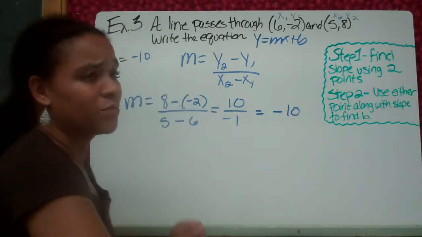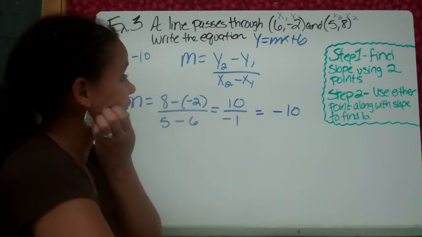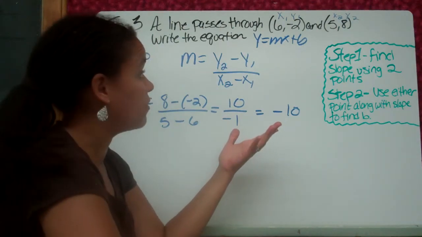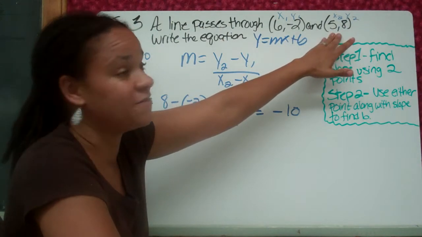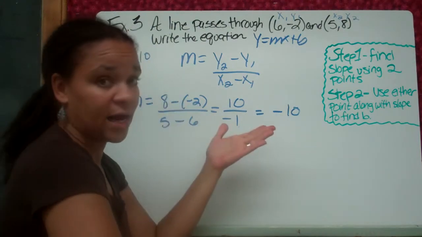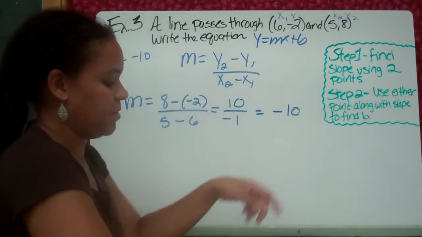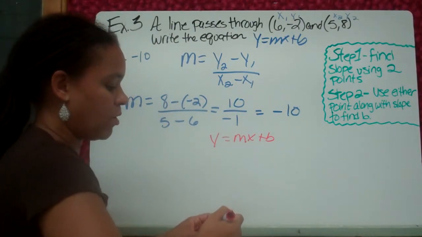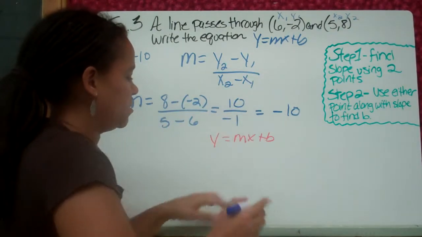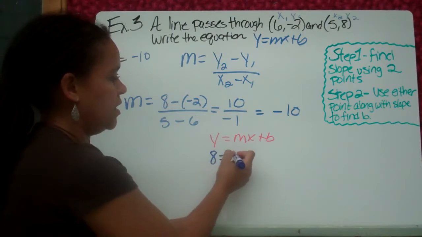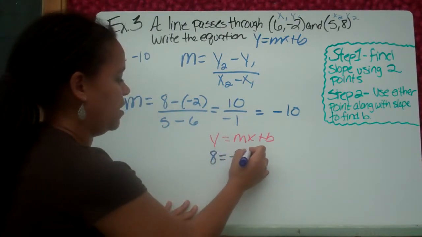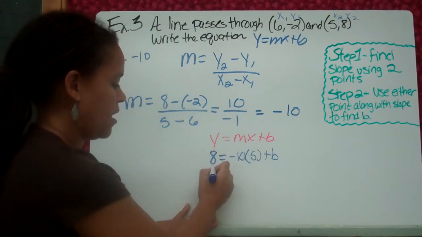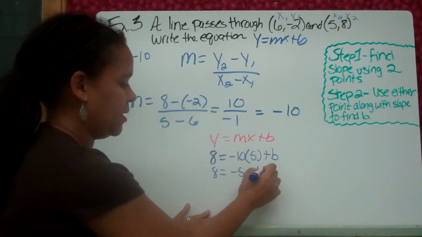So we have a slope. Great. We still need a y-intercept. Well, we can do just like we did before. You have a slope and you have a point. It doesn't matter which point you use. You can choose either one. Let's stick with one that doesn't have any negatives. Let's stick with (5, 8). And we're going to make that our x and our y for y equals mx plus b. So we're going to take y equals mx plus b, and we're going to plug in everything we have. So I'm going to say 8 for my y is equal to my slope, negative 10, times my x that goes with 8, which is 5, plus b. 8 is equal to negative 50 plus b.